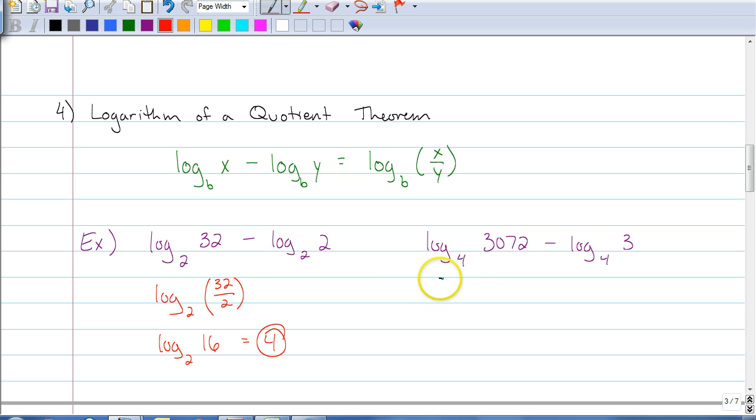Okay, so let's see what you got here. You should have taken log base 4, written as a single logarithm, so it's going to be 3072 divided by 3, because we're subtracting here, so we divide these two values. And now 3072 divided by 3 gives us 1024. And now you want to figure out what exponent you would apply to 4 to get 1024. Well, it turns out it would be 5.